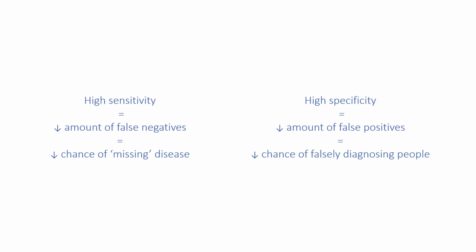A high specificity means we have a low amount of false positive people, which means we have a low chance of falsely diagnosing people with this shoulder disease, which makes it perfect to identify a disease. The shoulder test in this example shows a sensitivity of 90% and a specificity of 52%, which makes it a good test to rule out this pathology, but a pretty poor test to identify it because of the high risk of false positive test results.